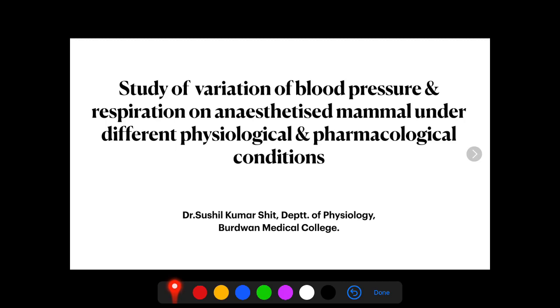My dear student, at first we shall discuss some mammalian experiments. Now, in the previous class, we discussed the effect on mammalian smooth muscle, and today we shall discuss the study of variation of blood pressure and respiration on anesthetized mammal under different physiological and pharmacological conditions.